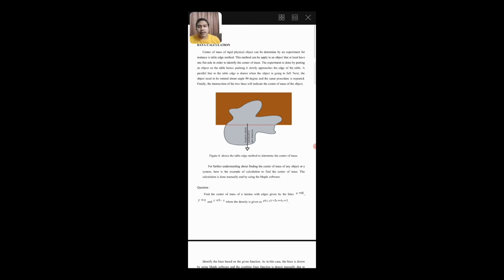Next we rotate the object about 90 degrees, and the same procedure is repeated: we draw the line parallel to the table edge when the object is about to fall. Finally, the intersection of the two lines will indicate the center of mass of the object. Figure 4 shows the table edge method to determine the center of mass. For further understanding, here is an example of calculation to find the center of mass, done manually and by using Maple software.